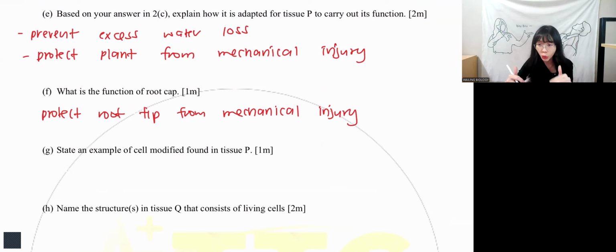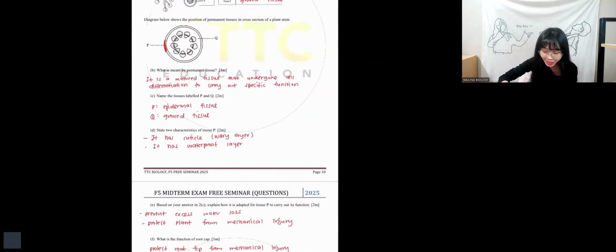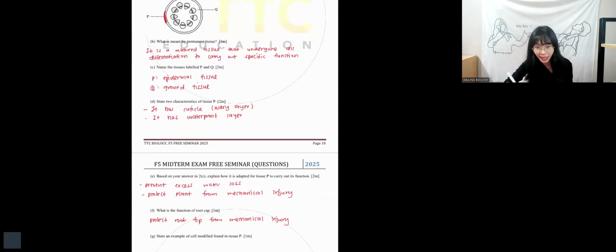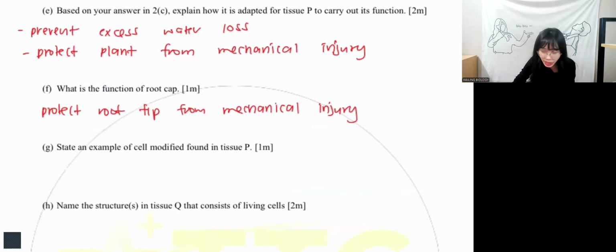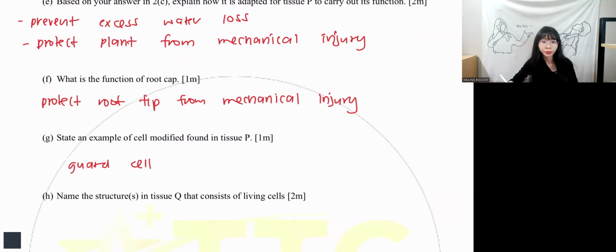But for this question, we cannot write root hair. Why? Because this is a stem. If this is a stem, there is no root hair. Even though the question says that, there is no root hair over here. So what we do here, we're going to write gut cell. Since we write cuticle in the question already, we can write gut cell. Gut cell is under epidermal as well.